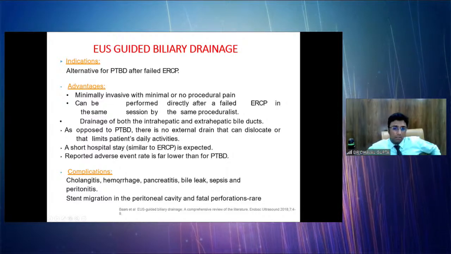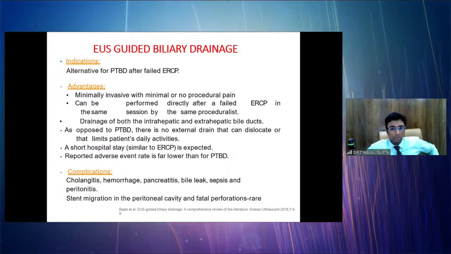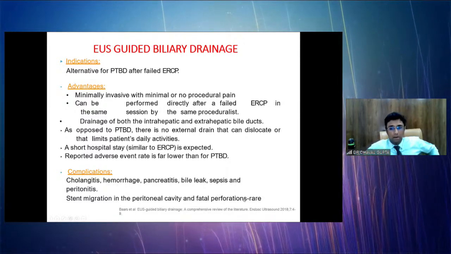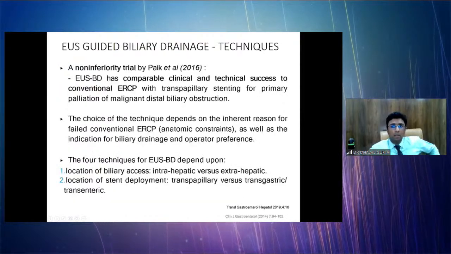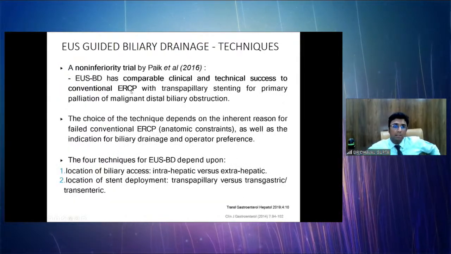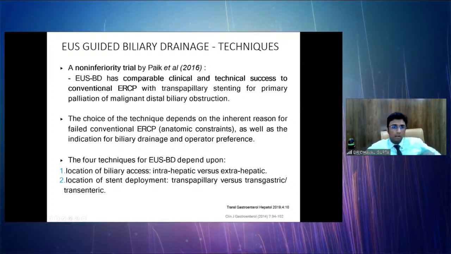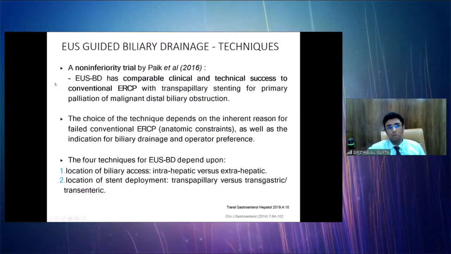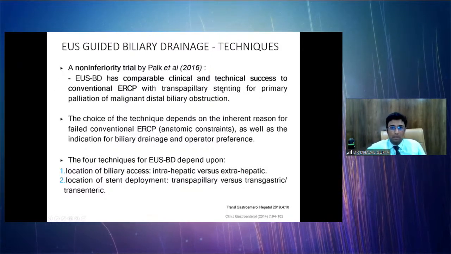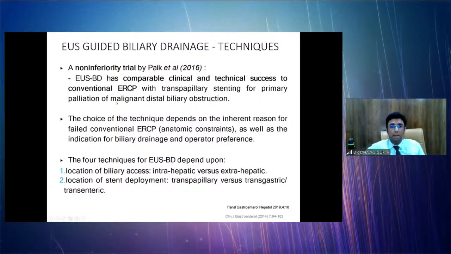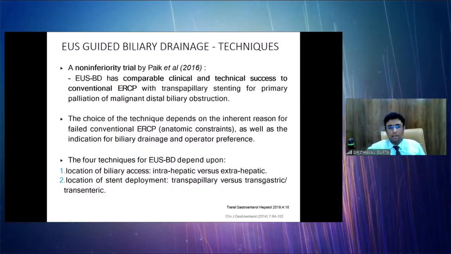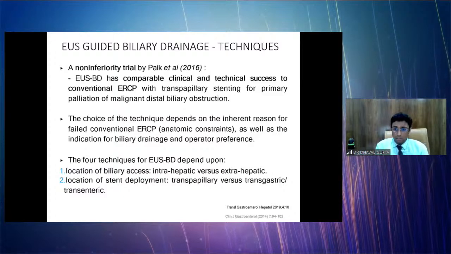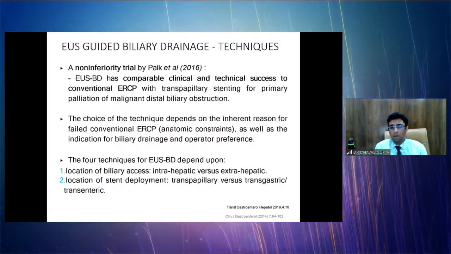Complications can be cholangitis, hemorrhage, pancreatitis, bile leak, sepsis, and peritonitis. Stent migration into the peritoneal cavity and fatal perforations can occur, but they are quite rare. Now, which are the US guided biliary drainage techniques? A non-inferiority trial showed that US biliary drainage has comparable clinical and technical success to conventional ERCP with transpapillary stenting for the primary palliation of malignant distal biliary obstruction. The choice of technique depends upon the reason for the failed conventional ERCP, anatomical constraints, the indication for biliary drainage, and operator preference.